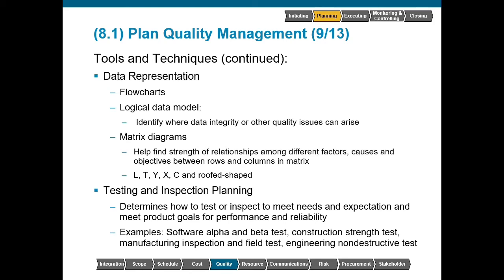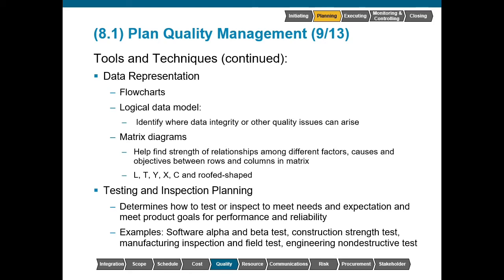With matrix diagrams, we're trying to find the strength of relationships amongst different factors, causes, and objectives. Now, the rows and columns of the matrix could take different shapes to determine this. One popular example is a roof shape, such as the house of quality.